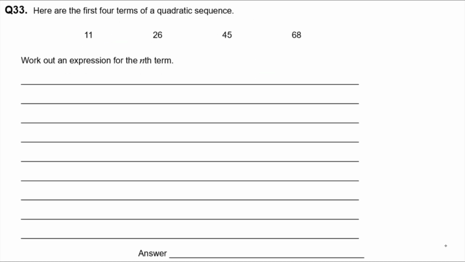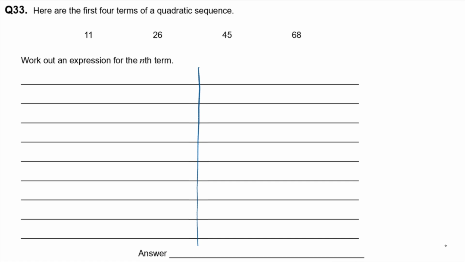Question 3, here are the first 4 terms of a quadratic sequence, 11, 26, 45, 68. Work out the expression for the nth term. Now, there are 2 schools of thought on how to do these sorts of question. There's kind of an easy-ish method that doesn't make a lot of sense, and a slightly more algebraic method that makes sense but might be slightly longer. I don't know, I quite like it. So I'm going to show you both ways because I'm feeling generous today.